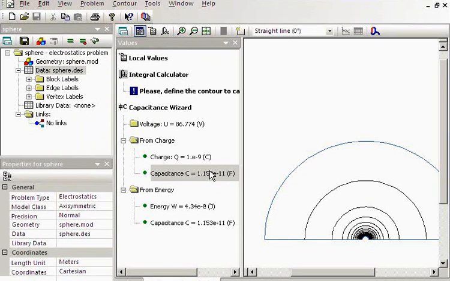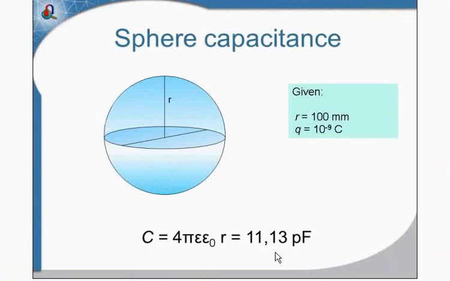Let's compare the calculated value with the theory. Now here I have 11.52, and the theory gives me 11.13. There is a difference in the third digit. QuickField gives me 11.5 here.